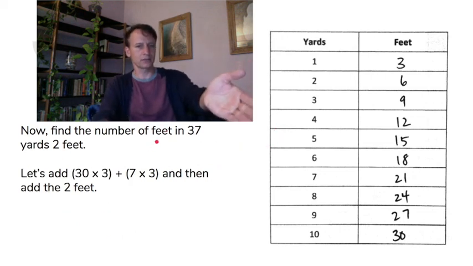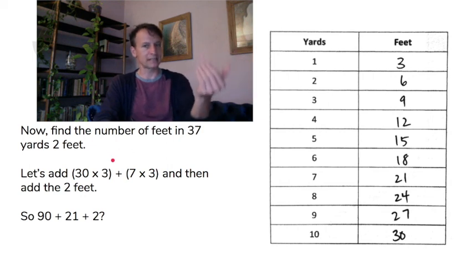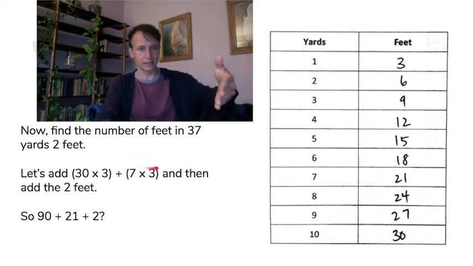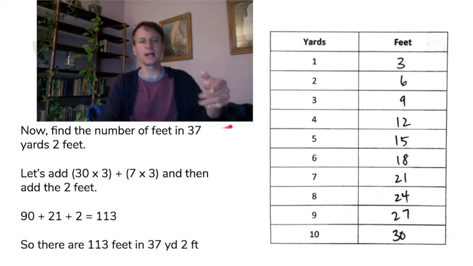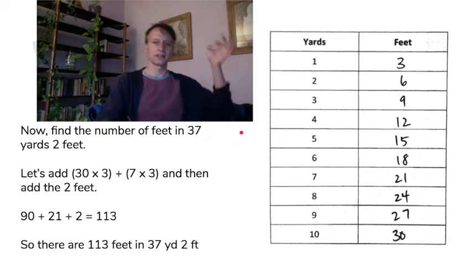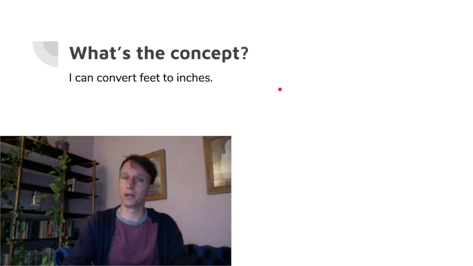Okay, so here we go. So 30 times 3 plus 7 times 3, and then add in the 2 feet. So 30 times 3 is 90. 7 times 3, you know, is 21. And then the 2 feet. So 90 and 21. Okay, 111 plus 2 more, 113. So there are 113 feet in 37 yards, 2 feet. Okay. Last one, feet to inches.